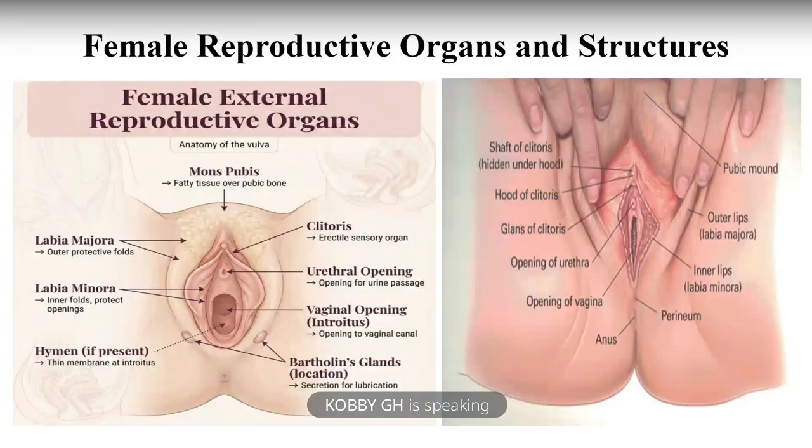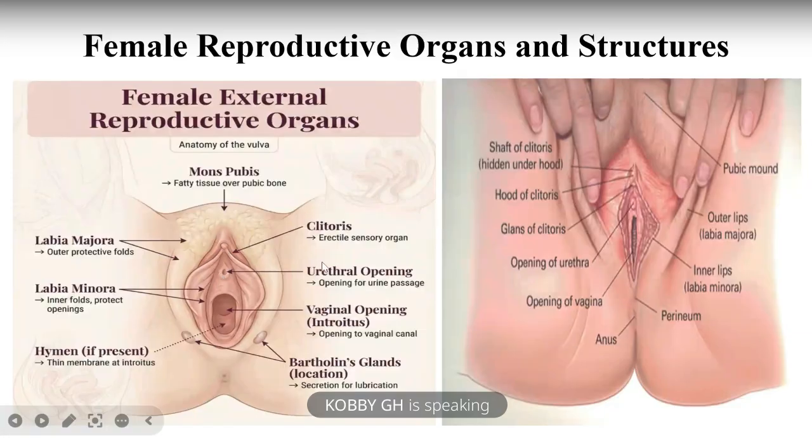More like the outer skin of the vulva. So if you are looking at the vulva, you see the outer skin. We call that the labia majora or outer fold. Then we have the inner fold. We call that labia minora. Then this is what we call the clitoris. This is the clitoris.